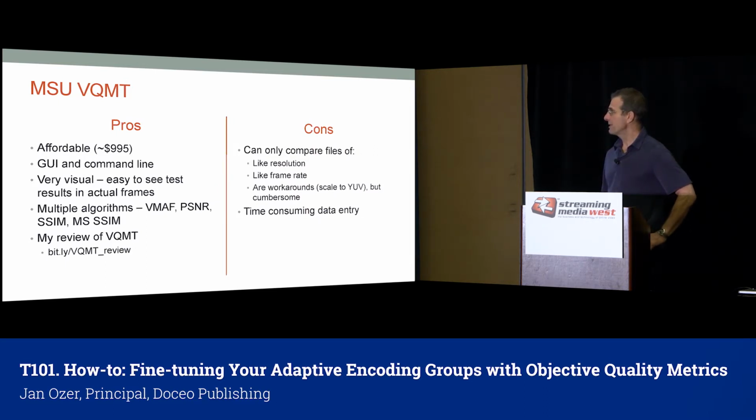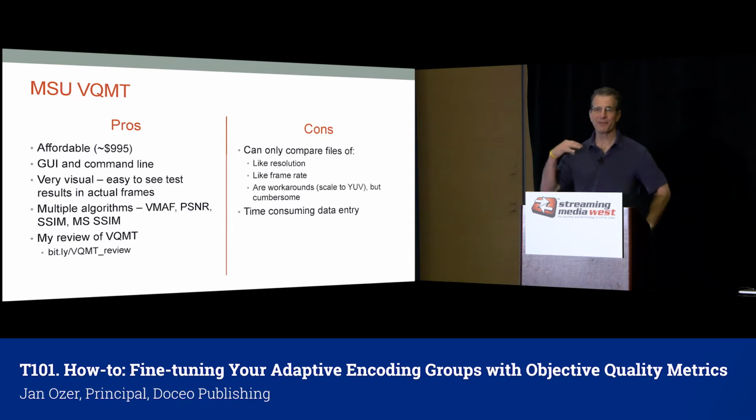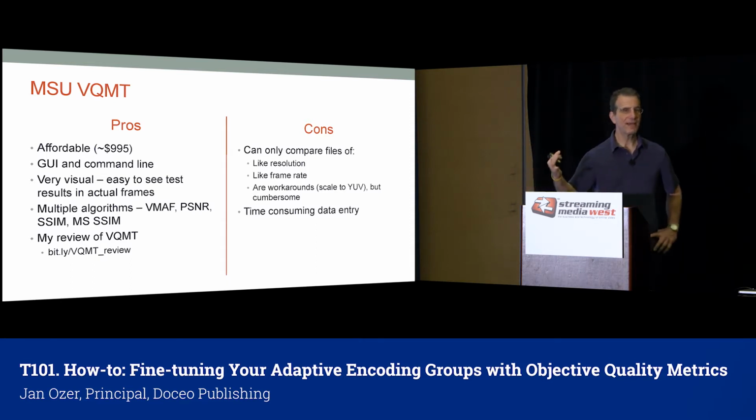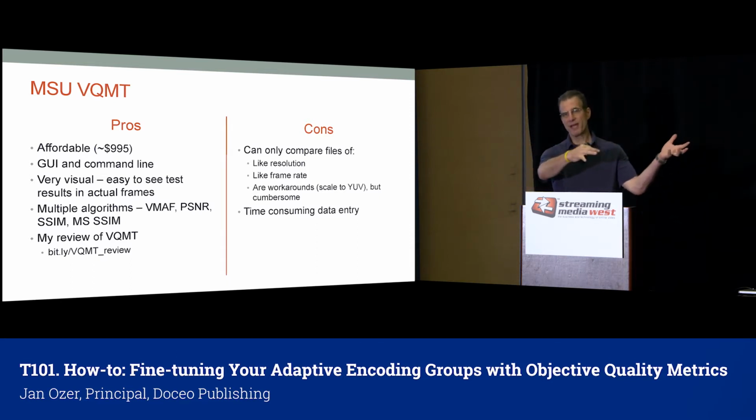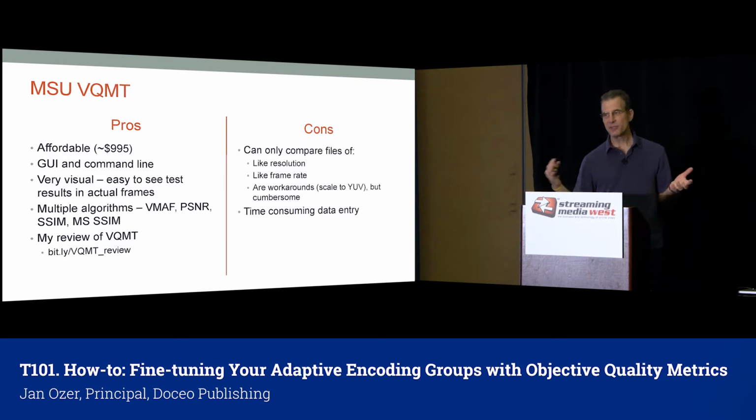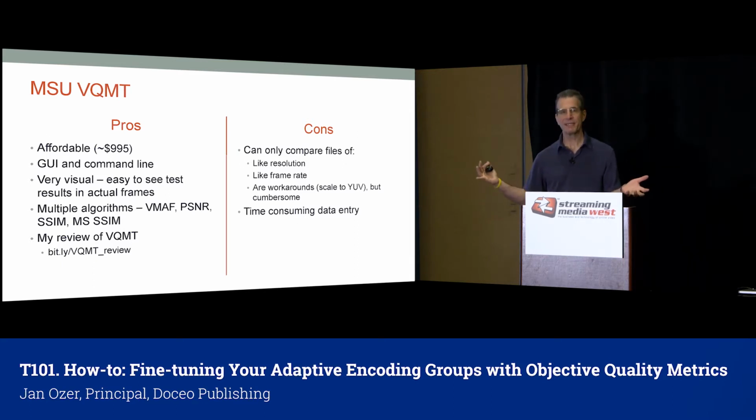So what do I like about Moscow University tool? It's $1,000, very, very inexpensive. GUI and command line, it's very visual. We saw that. Multiple algorithms. My review is here. And cons, you can only compare files of like resolution, like frame rate. There are workarounds. If you're looking at the quality of a 360p file as compared to the source file it was encoded from, you have to scale it up in FFmpeg to 1080p. Not a big deal, but if you're doing 100 files, and it's a 2-minute file, all of a sudden you need 2 terabytes of data or some.